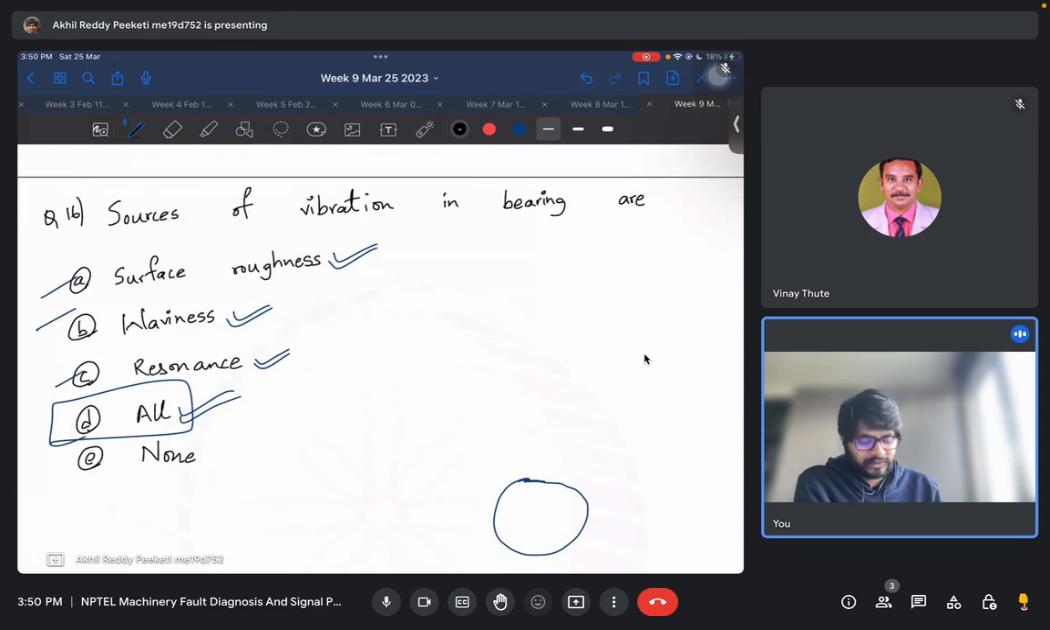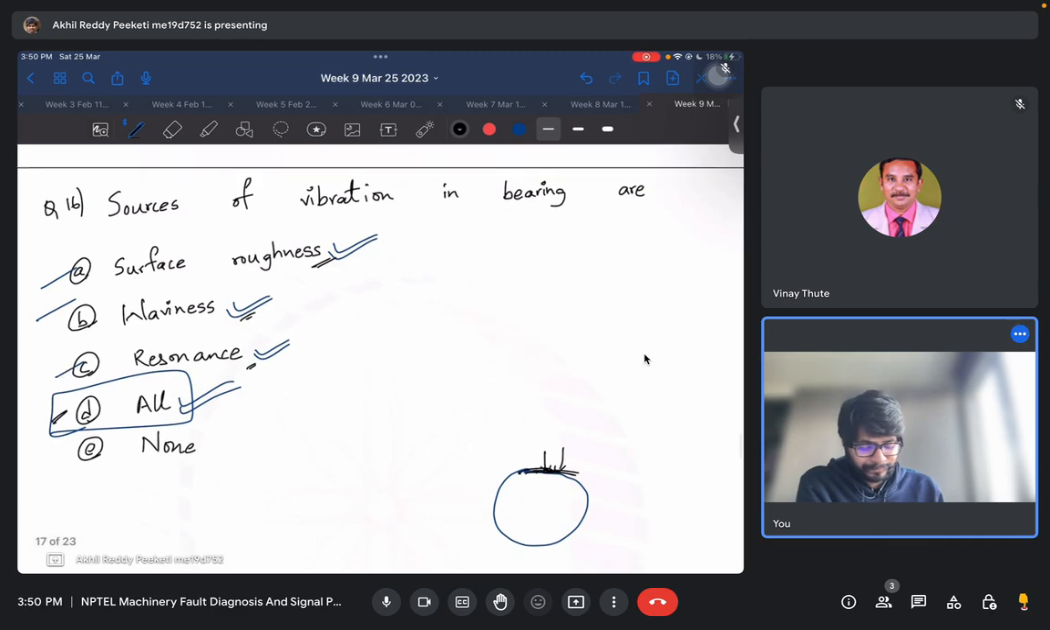Now, what are the sources for generating vibrations in a bearing? Surface roughness, waviness, resonance. All of these are possible, and they are sources of vibrations in the bearing. So the answer is all of them. When you have surface roughness, the load keeps changing, so it could generate vibrations, and waviness in the bearing also.